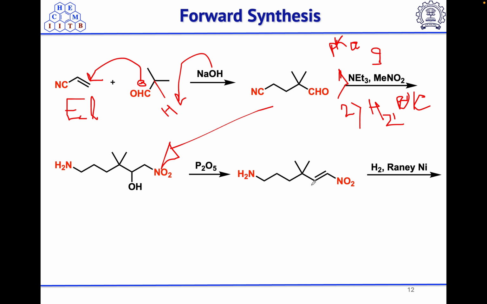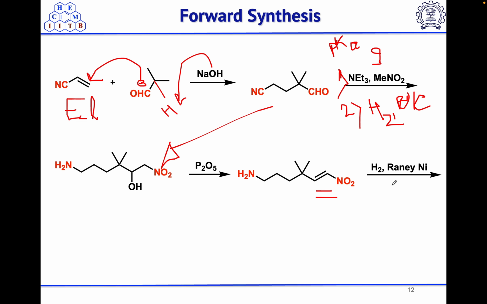So the next is, with treatment with the P2O5 dehydrating agent, you will get this product. Now the reagent shown here is H2 with Raney nickel. What is the utility of this H2 with Raney nickel? That is basically another reducing agent, so it will reduce your system.